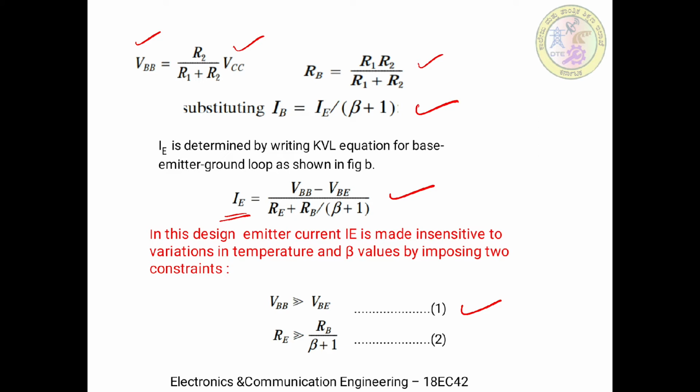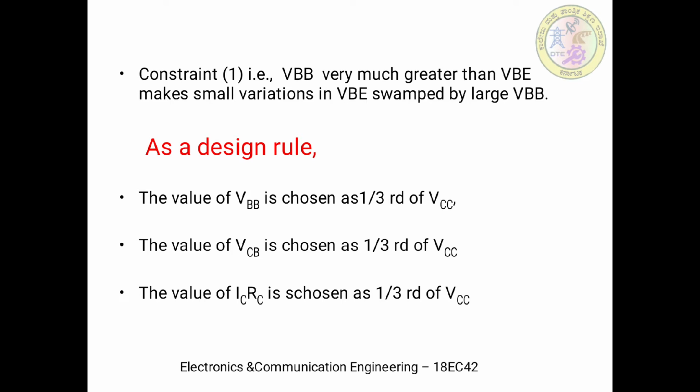The second constraint will be on the RE value. The emitter resistor RE is very much greater than RB divided by beta plus 1. So what is the advantage of this constraint? Constraint 1, that is VBB very much greater than VBE, makes any small variations in VBE swamped by the very large VBB. That is, the large value of base voltage is going to cover any changes in the VBE values. Thereby the circuit is somewhat stable when compared to the previous arrangement where RE was not there.